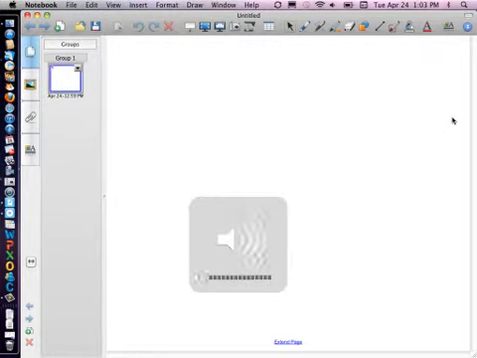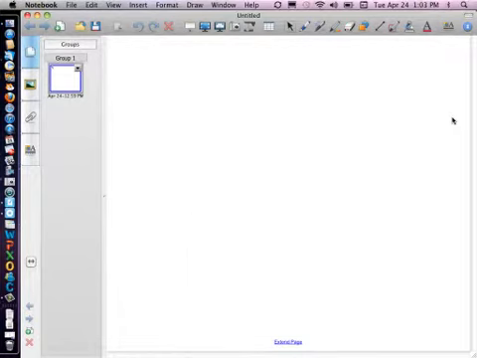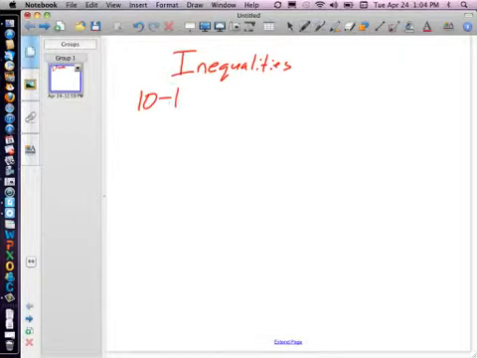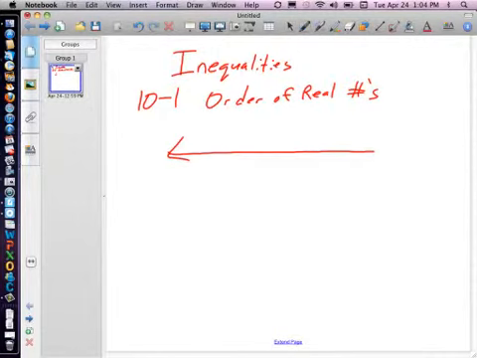Okay, today's video is going to be an introduction to Chapter 10, which is called Inequalities. We've done a lot of this before, so this is going to be a pretty quick intro. I'll try to make it a short video. This is section 10.1, and it's called the order of real numbers. At first, when we talk about inequalities, we're going to be talking about a number line. Later on, we're going to talk about a coordinate grid, but we'll start with the number line.